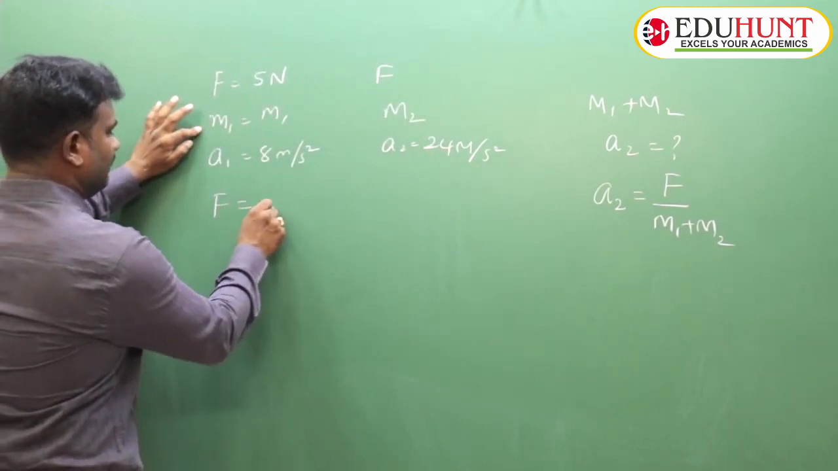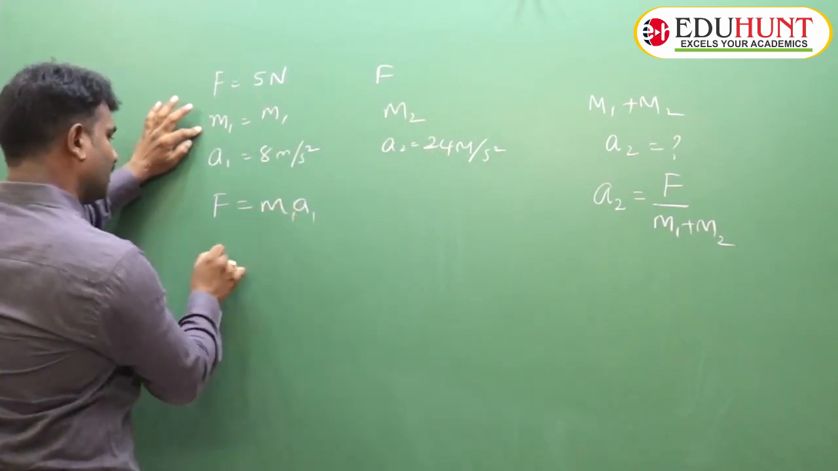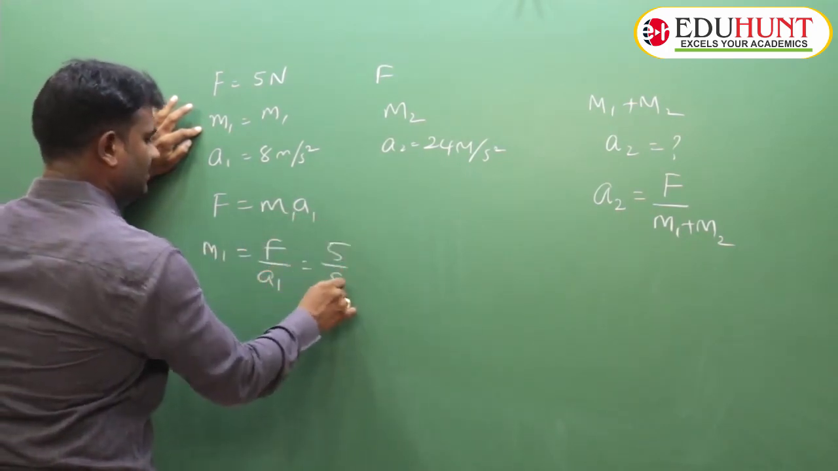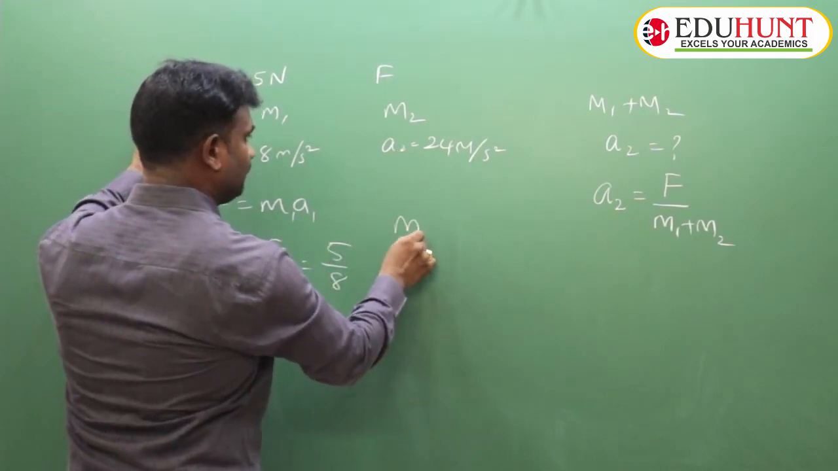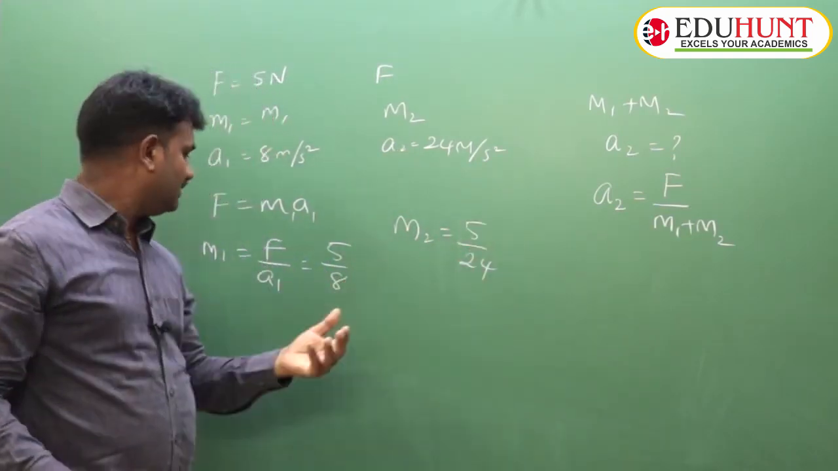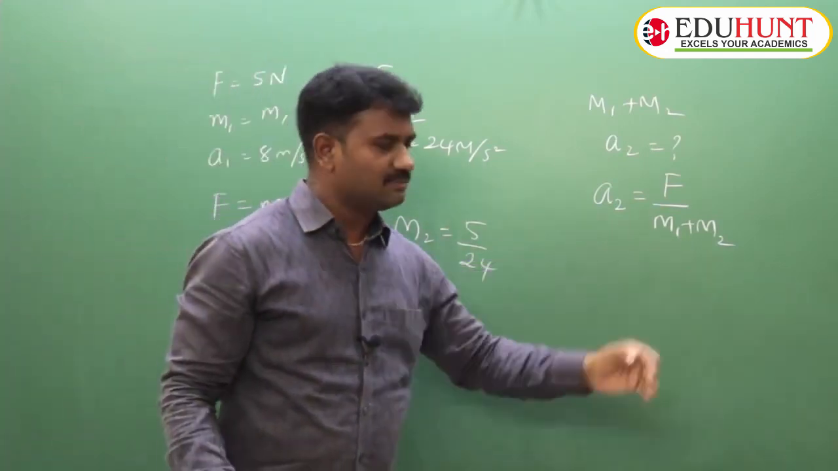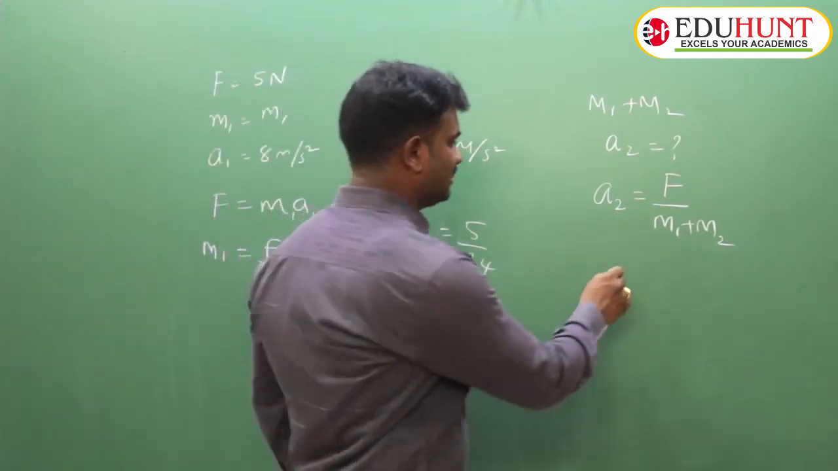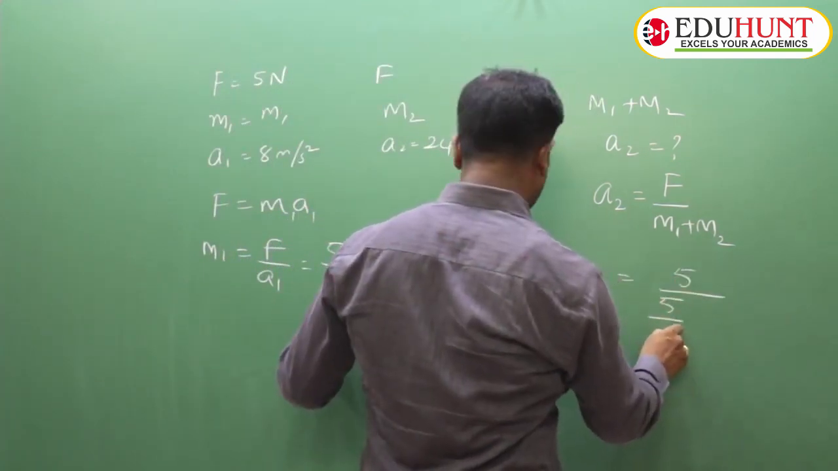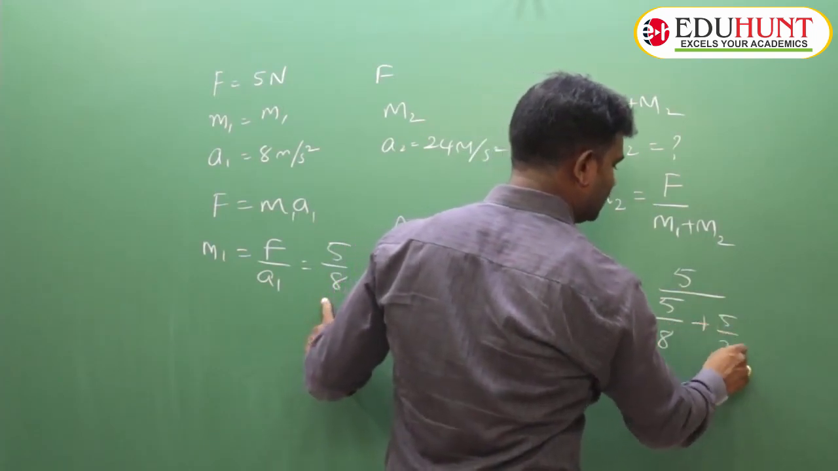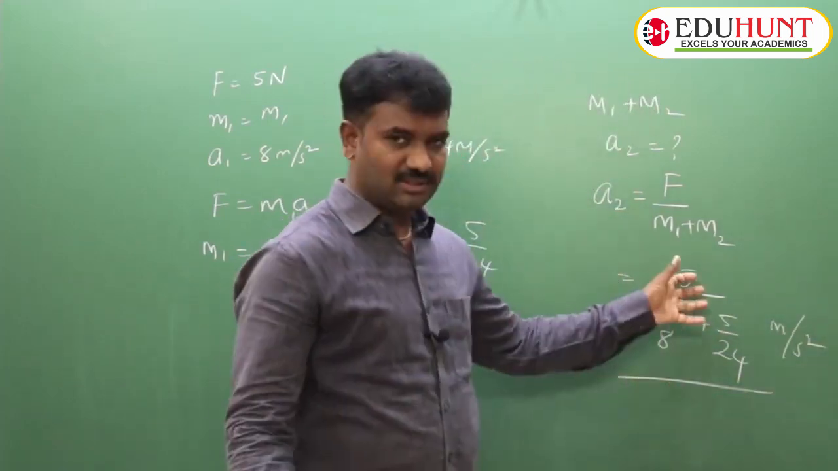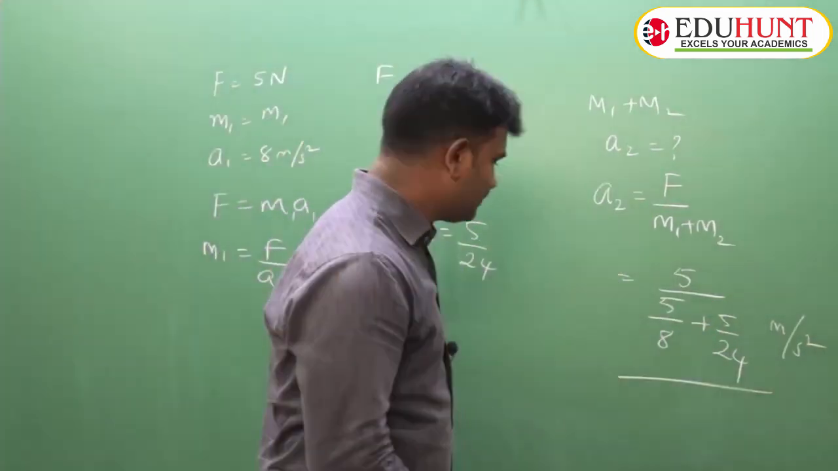As you know that F is equal to m into a1, m1 equal to F by a1, which is equal to 5 by 8. From this, m2 is equal to how much? 5 by 24. So we got the values of m1 and m2. Just substitute here to get the final answer. That is, F is again 5, divided by 5 by 8 plus 5 by 24 meter per second square. I am not interested to solve this part. You do it. You get the final answer.